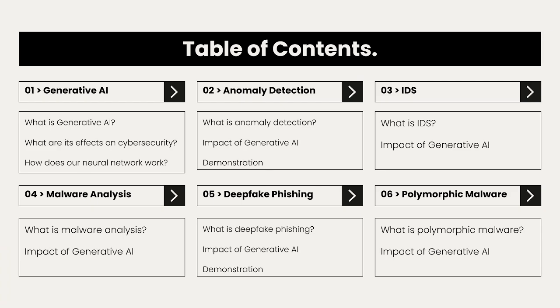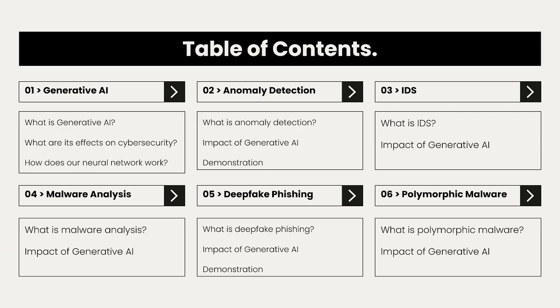I will go ahead and go over the table of contents of our presentation. First of all, we want to say what is generative AI and what are its effects on cybersecurity, and how does our neural network work. Then we want to go over our 5 different modules. Our first module is anomaly detection. What is it and what is its impact on generative AI? And we want to show a demonstration of our model working with certain algorithms with anomaly detection.